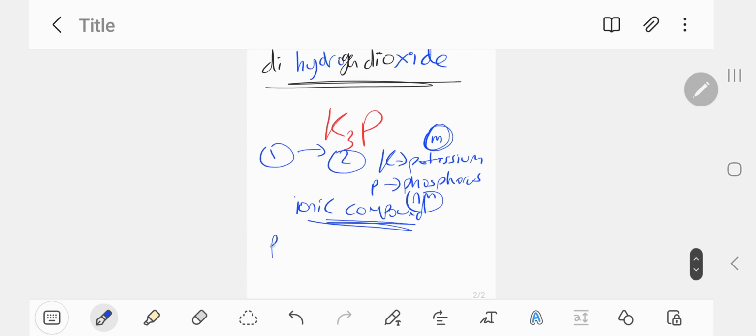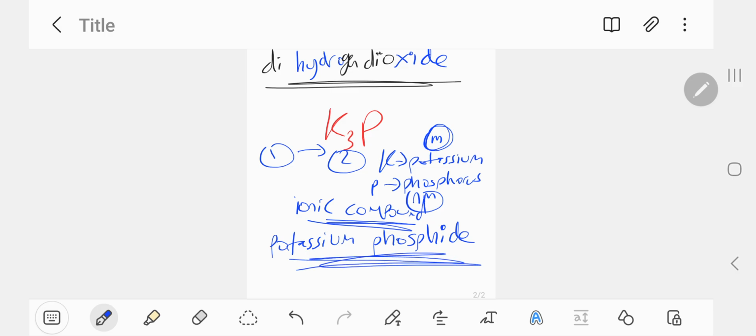So let's write down potassium. Now with ionic compounds, you don't need any prefixes. And you have to end it with "ide," if you remember. So it's potassium. You don't need to worry about the three, the tri. Potassium, not phosphorus, but phosphide, IDE.